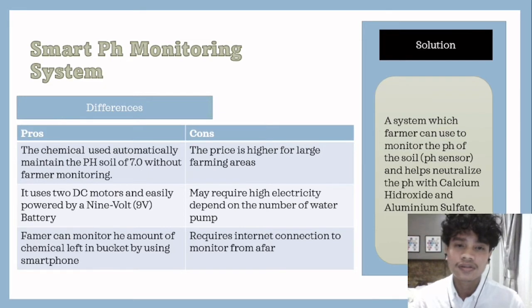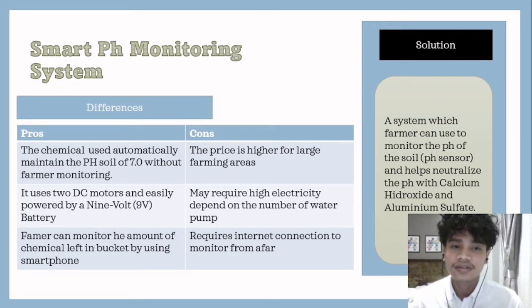Okay, we also listed the advantages and disadvantages of the smart pH monitoring system. The advantage is that the chemical use will automatically maintain the soil pH of 7.0 without farmer monitoring. The second, it uses a DC motor and is easily powered by a 9-volt battery. And the third point is that farmers can monitor the amount of chemical left in the bucket by using a smartphone.